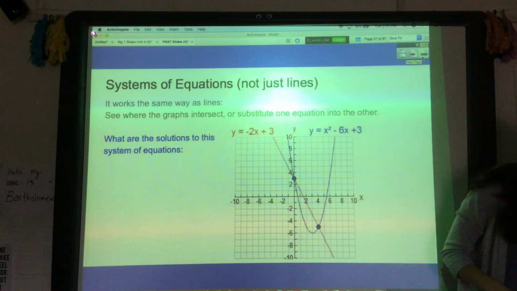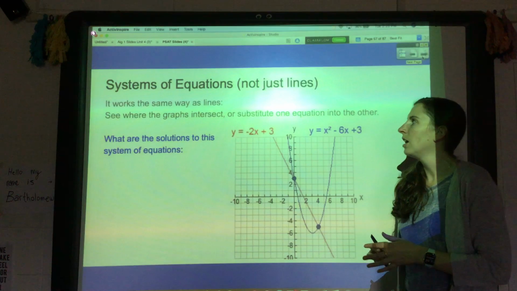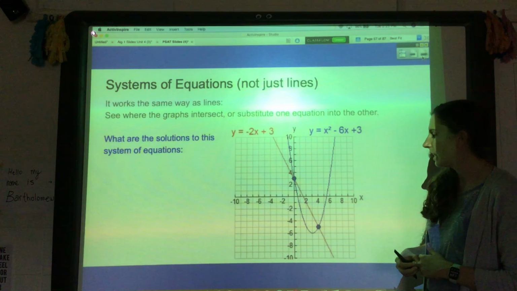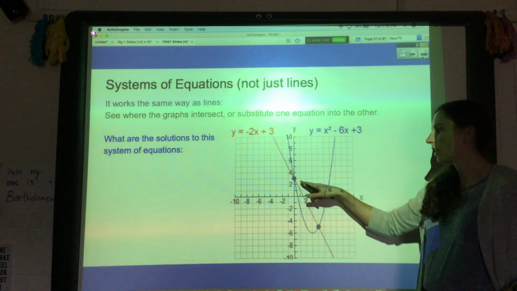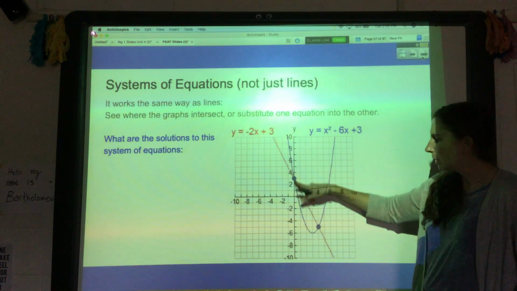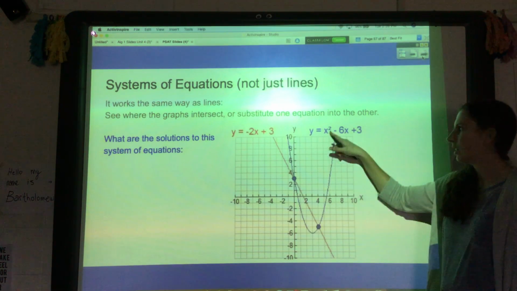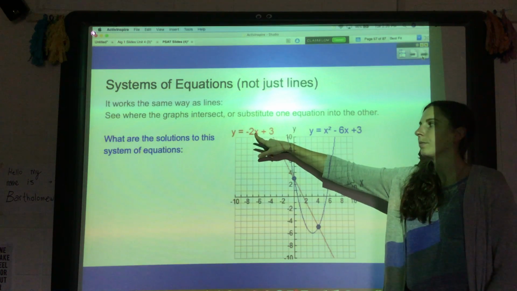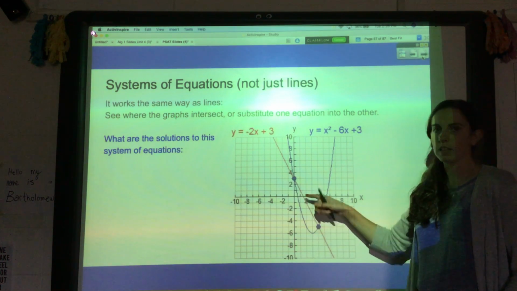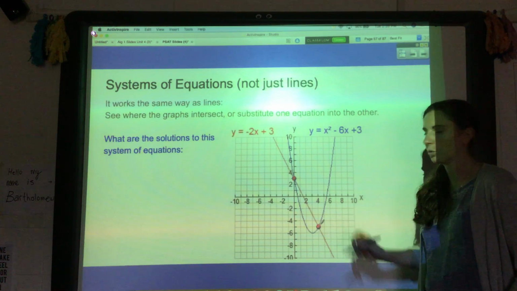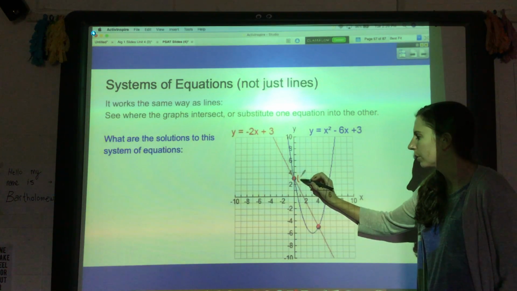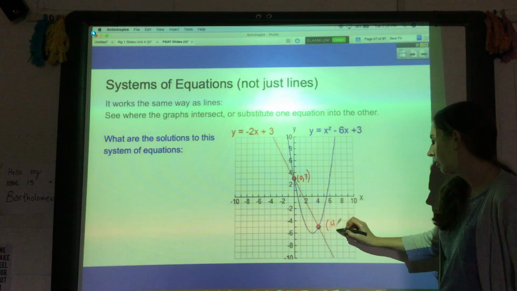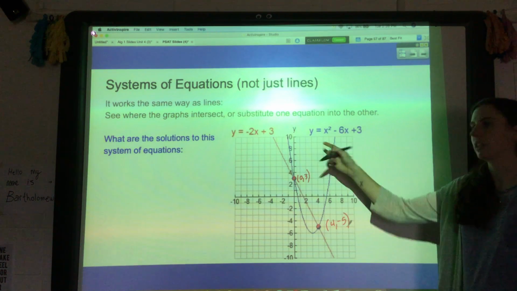All right. I wanted to mention, we did systems of equations with lines, but systems of equations don't have to be just lines, but it works the same way. If you want to see the solution to a system of anything, you just look at where the graphs intersect. Because this blue equation represents all the solutions to this quadratic here, and this red line represents all the solutions to that equation. And so the solutions that work for both of them would be here and here, where they intersect. So 0, 3, and 4, negative 5. Both of those are solutions to this system here.